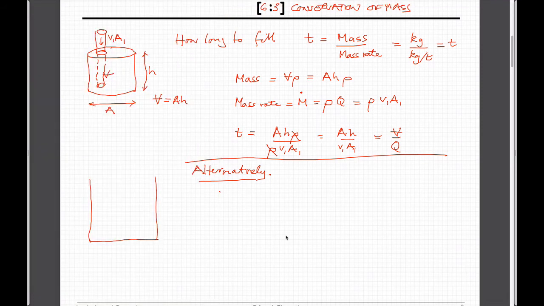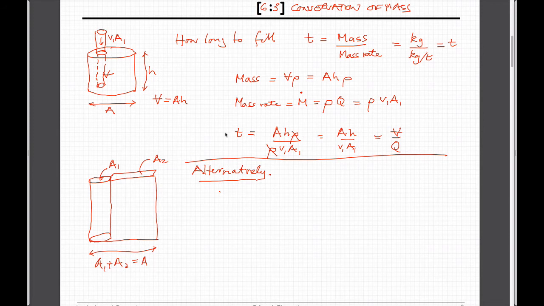So what we're going to do is we're going to do this. The part that has already come down to the bottom is A1. The rest of the beaker is A2, so that together A1 plus A2 is equal to area.